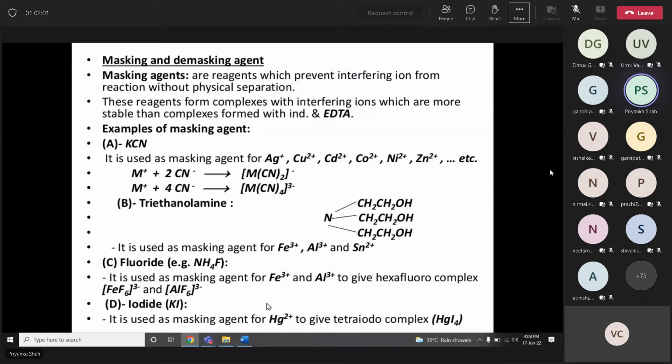So potassium cyanide is mainly used as a masking agent for silver, copper, cadmium, cobalt, nickel, zinc, etc. The second one is triethanolamine, which is used for masking iron, aluminium, and tin. Then fluoride is useful again for iron and aluminium, giving hexafluoro complexes. And iodide is used for masking Hg2+ mercury, giving the tetraiodo complex.